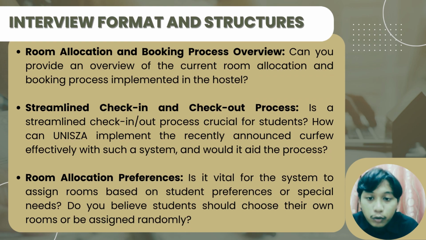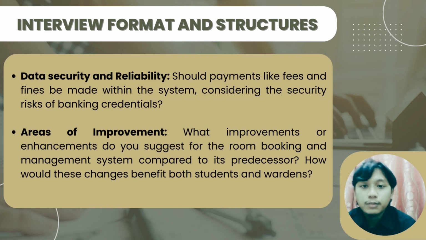The next one is room allocation preference. For example, is it vital for the system to assign rooms based on student preference or special needs? Or we can ask them, do you believe students should choose their own rooms or be assigned randomly? The next aspect is data security and reliability. So we can ask them, for example, is it okay if we put the payment functionality in the system for students to make payments like fees and fines or summons, considering the security risk of banking credentials? And the last one is areas of improvement.